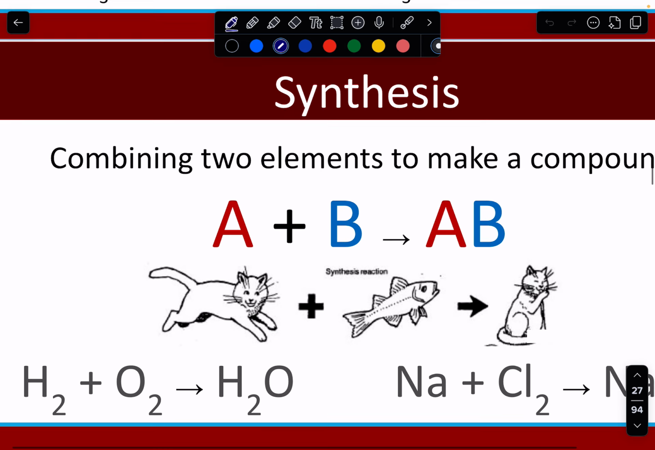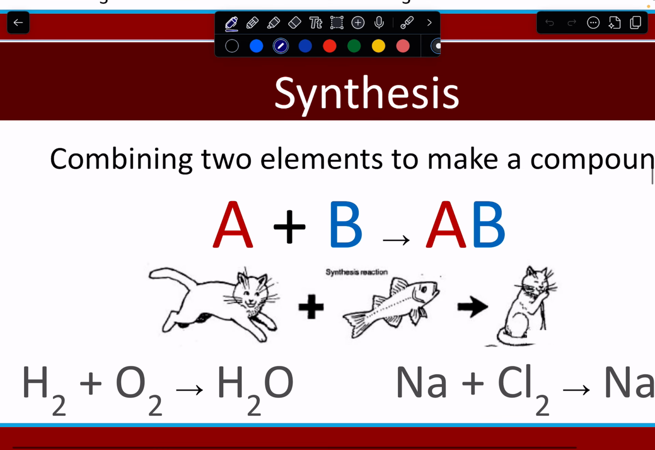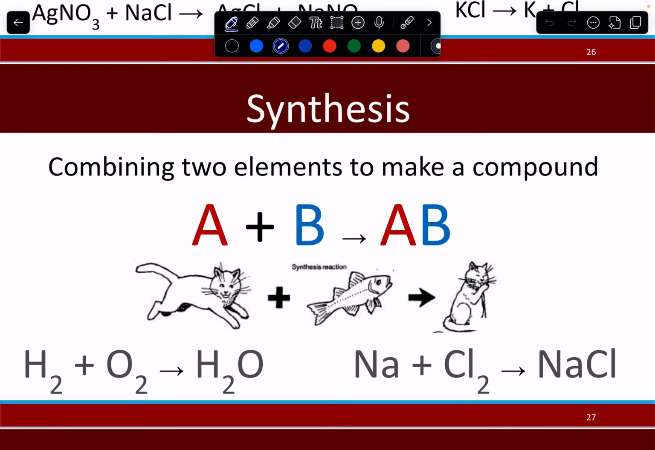All right, so the first type of reaction, on your notes you can go ahead and add this in, is what we call a synthesis reaction. To synthesize means to make. So you're going to take basically two different elements and put them together to form a new compound.